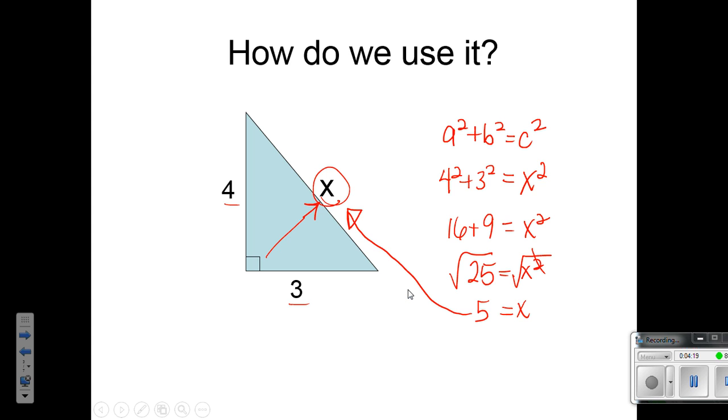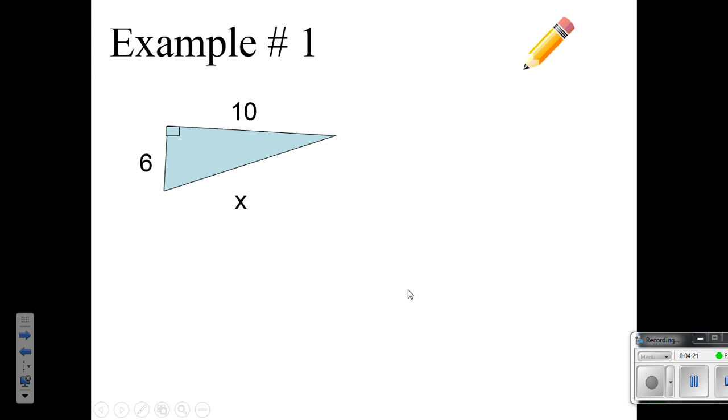All right, so now let's go ahead and do a couple of examples. Put these in your notes. All right, so I have a triangle that has 6, 10, and x. So I'm going to write a squared plus b squared equals c squared. I'm going to determine which one is my c squared. There's my right angle. There's my hypotenuse. My hypotenuse is x squared. Then the other two are my legs, my 6 and 10, and I'm going to plug them in any order.